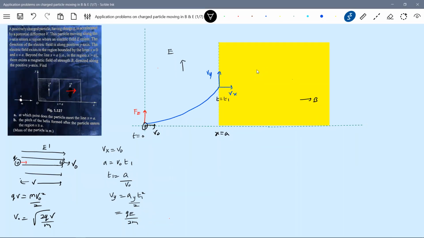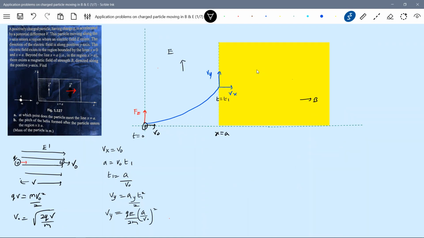Okay, I made changes. Ay equal to QE by m. So T1 is A V naught by whole square. Later on, we'll write V naught in the end, so it will become a very lengthy equation. Let it be as it is, Vy. So this is the speed Vy now.